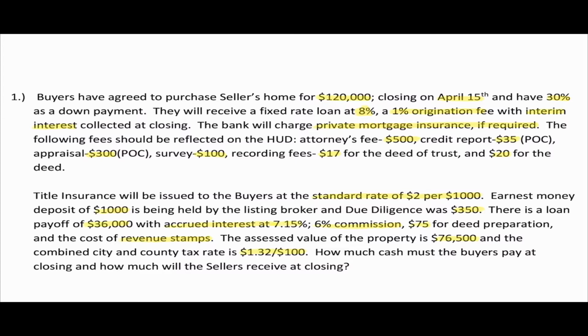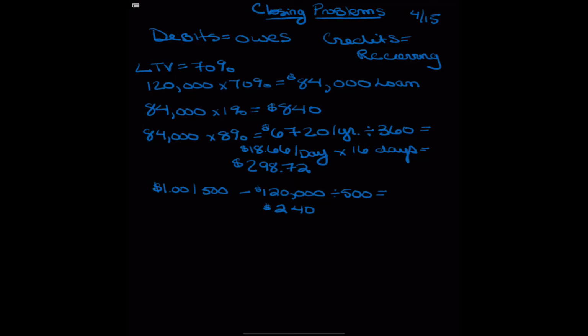So we need to figure out how much daily interest is on this loan and figure out how much 15 days would be worth. So we know the loan payoff is $36,000 and it has a rate of 7.15%.